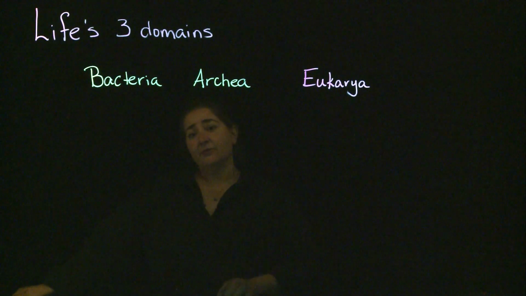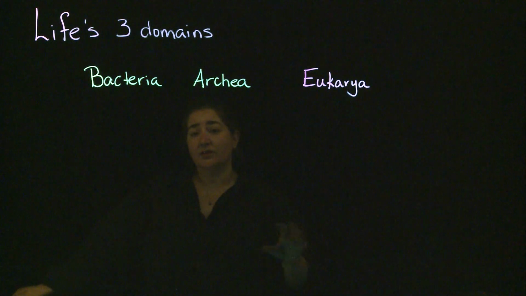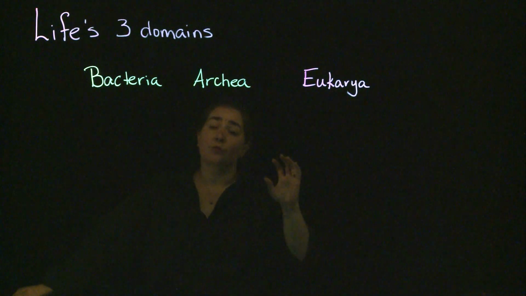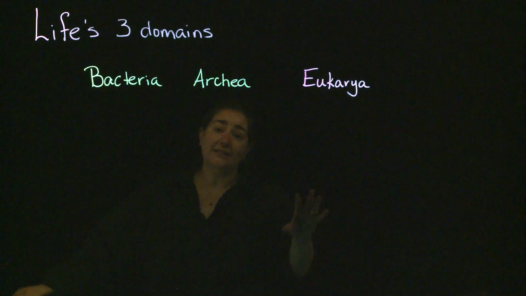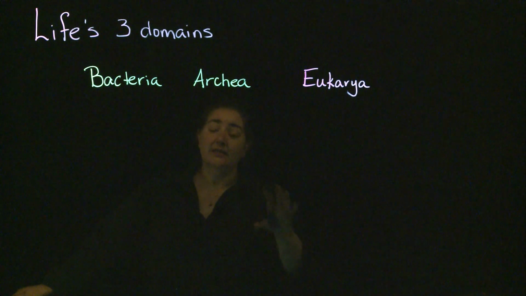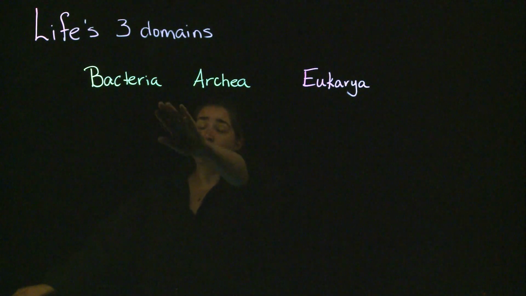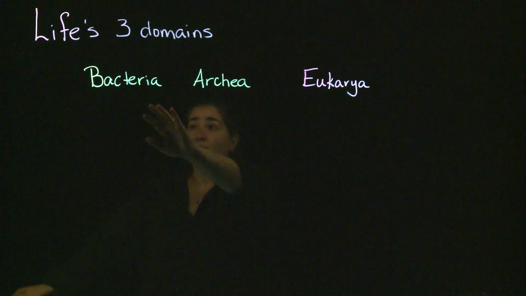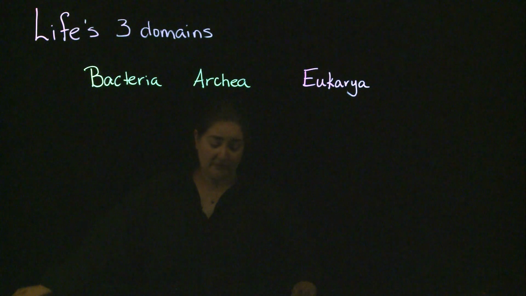Hello, and the topic for our video today is going to be life's 3 domains. We're also going to cover the 5 kingdoms that I would like you to know, okay? In terms of organization, one thing that biologists like to do is organize things into categories, all right? So really the broadest classifications we have are going to be the 3 domains, all right? And the 3 domains are listed here. We've got bacteria, we've got archaea, and we've got eukarya, all right?